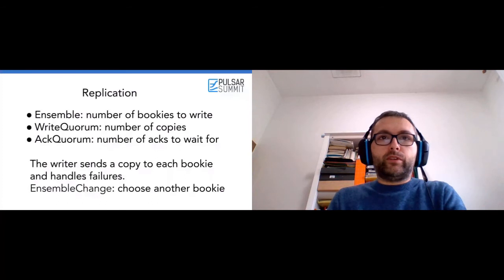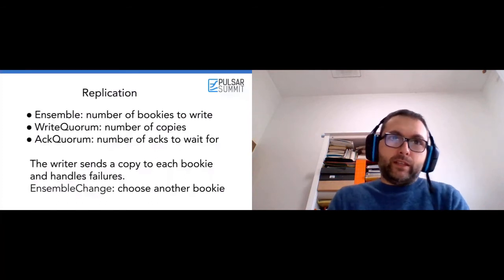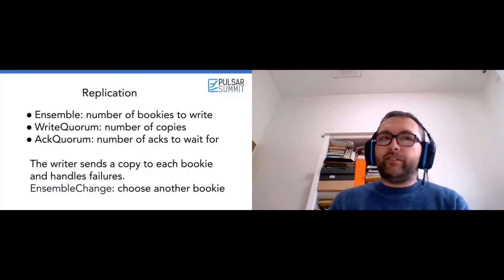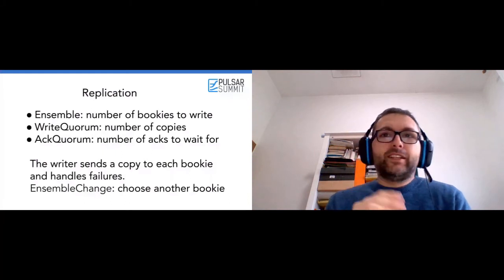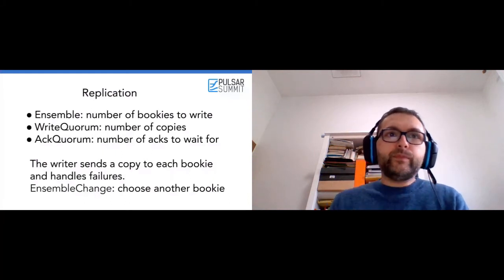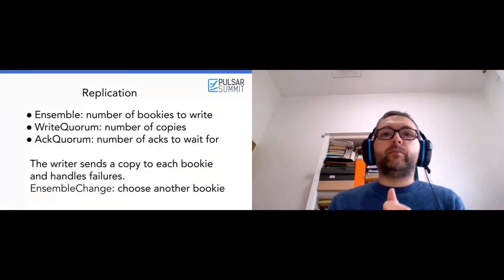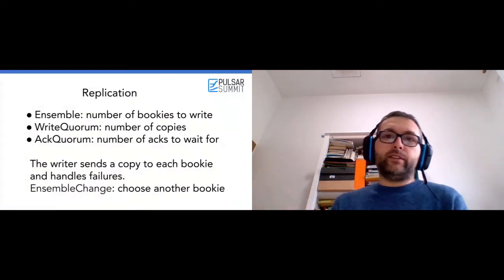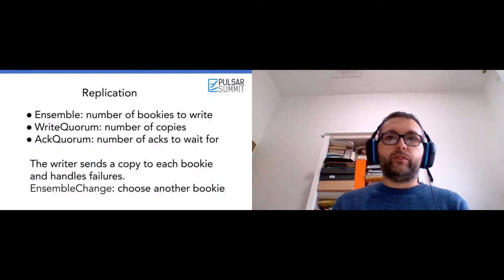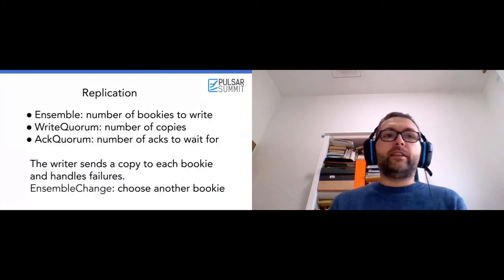how replication works. When you deal with Apache BookKeeper, you always have three numbers, three knobs. The ensemble size, that's the number of bookies to write a ledger. The write quorum size, it's the number of copies for each entry. And the ack quorum size, it's the number of confirmations to wait for. So the writer sends a copy to each bookie.